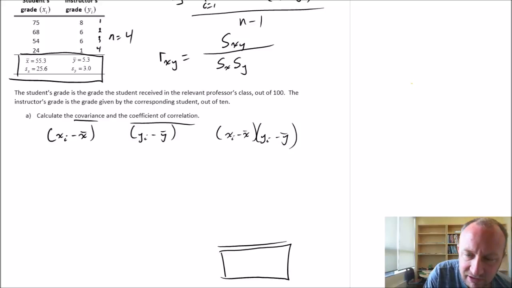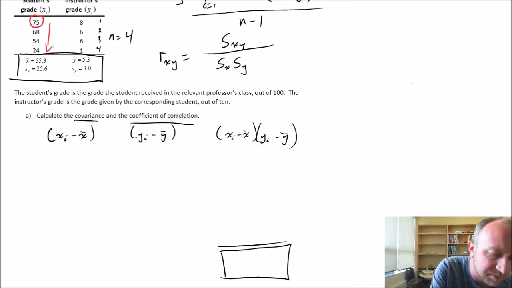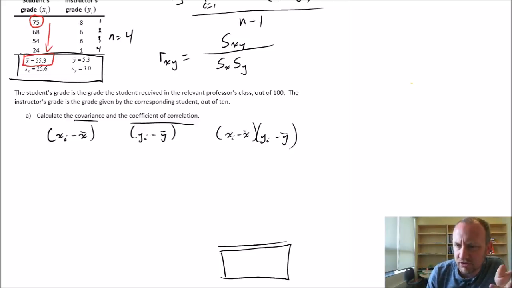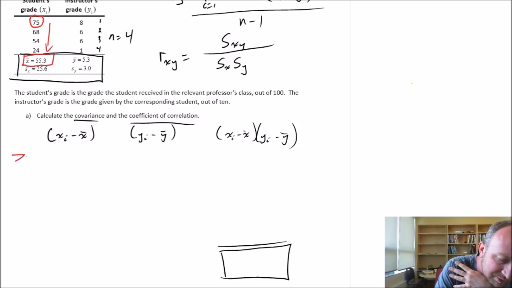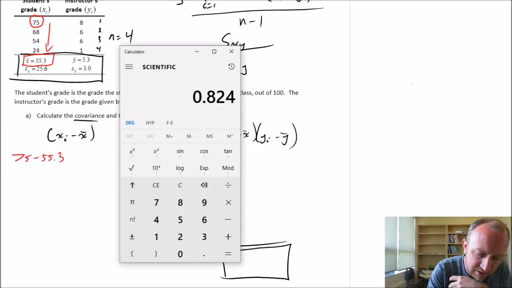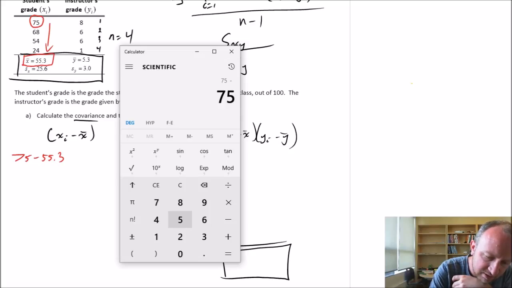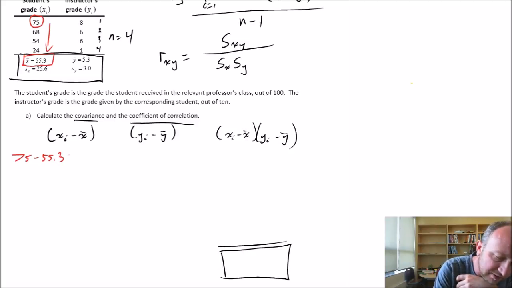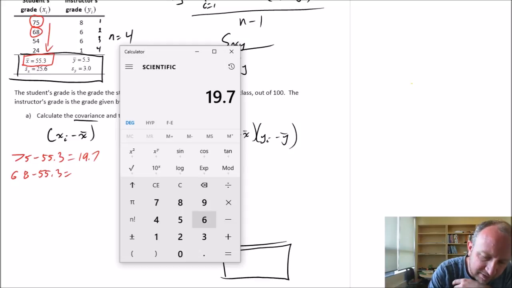I'm going to work with the x variable first. I'm going to start with the first observation and go down to the 4th observation. Here, this is that relevant mean that I'm going to be using, x bar 55.3. So I'll write out the first 2 calculations here just so you have an idea of what's happening. 75 minus 55.3. That will be the first one. So 75 minus the mean, 55.3. 75 minus 55.3. So 19.7. And the next one then, 68 minus 55.3. So we get that calculator, 68 minus 55.3, 12.7.